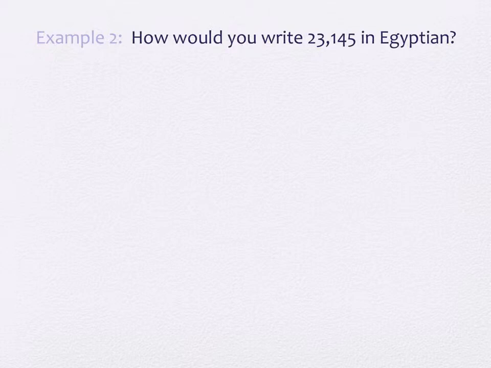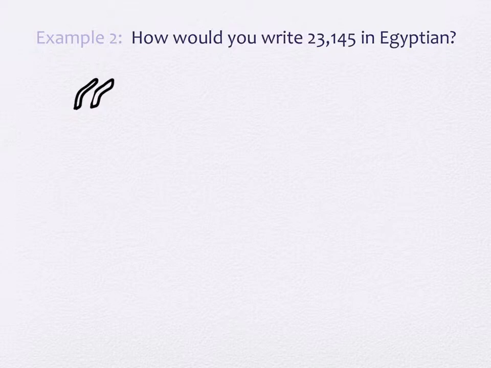And again, this is really clean and simple, even if it is long and drawn out. It's very clean and simple in Egyptian. What would I do to get that first 2? All right, so I need something that's worth that place value, and that place value is the 10,000s place. And their 10,000s place is a pointing finger. So I need 2 pointing fingers.